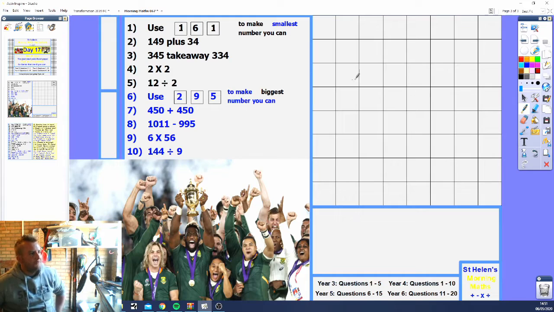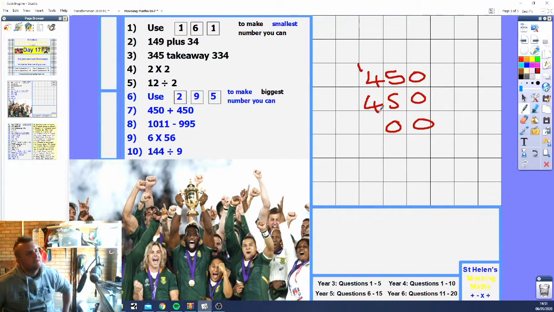Okay, 450 plus 450. There are two ways you can do this. You can do it with the compact method: 0 plus 0 is 0. 5 plus 5 is 10. Put the 10 into the next place value. 4 plus 4 is 8, plus 1 is 9. You get 900. There's also another way you can do this: you can split them up. You've only got two place values that have got values, so you've got 400 and you've got 50. If I add 400 and 400, I get 800.